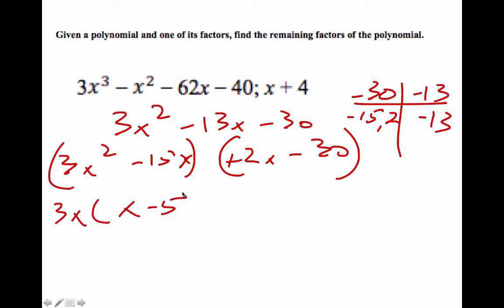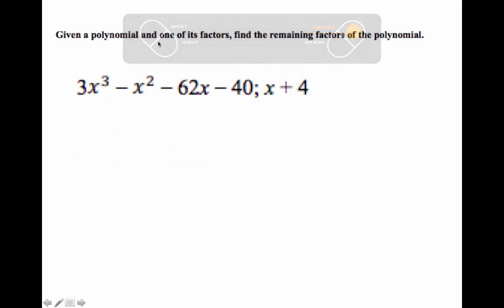3x, x minus 5, 2x minus 50. What's going on? There's something extremely upsetting about this one. Assuming that I've done this right, then this isn't actually factorable. So let's see here. I got to go back and start it over again because maybe it doesn't work. Given the polynomial and one of its factors.